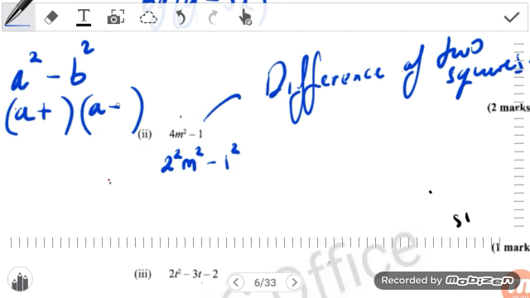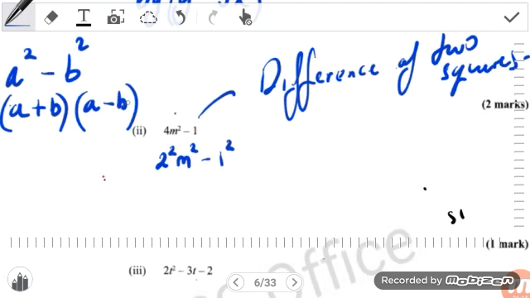And we put the b here and we put the b here. All right, and that is the difference of 2 squares. That's how you factorize it. It's as straightforward as that.